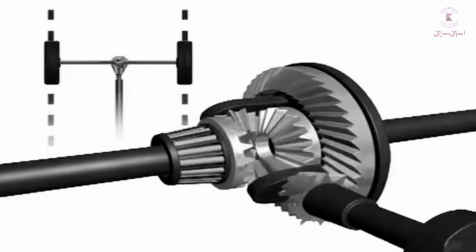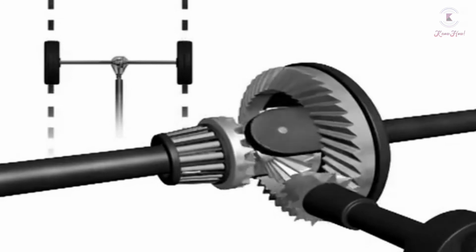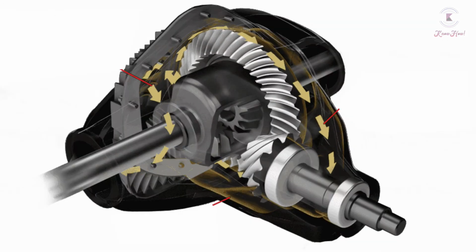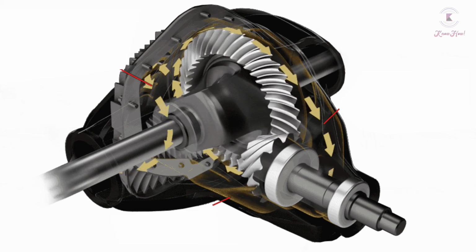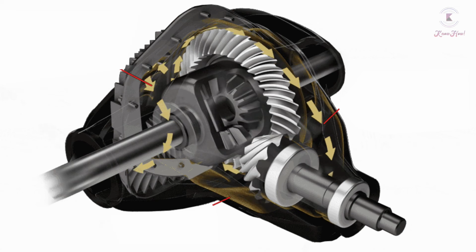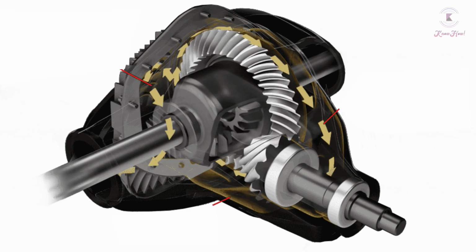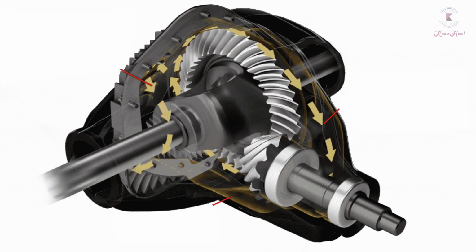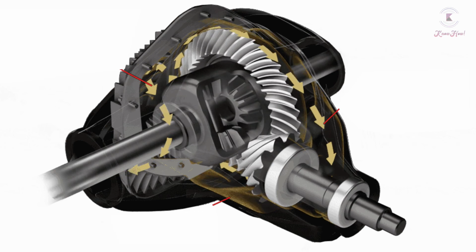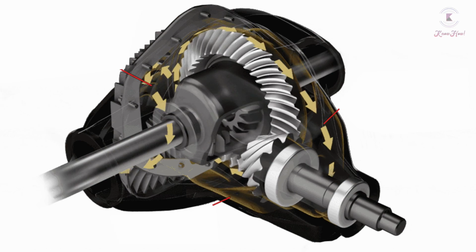The differential case is connected with the two wheel axles and differential side gears. The differential case has bearings that rotate the two axle shafts. Then, two pinion gears and their supporting shaft, called the pinion shaft, fit into the differential case. Then, the pinion gears mesh with the two differential side gears connected to the inner ends of the axle shafts.